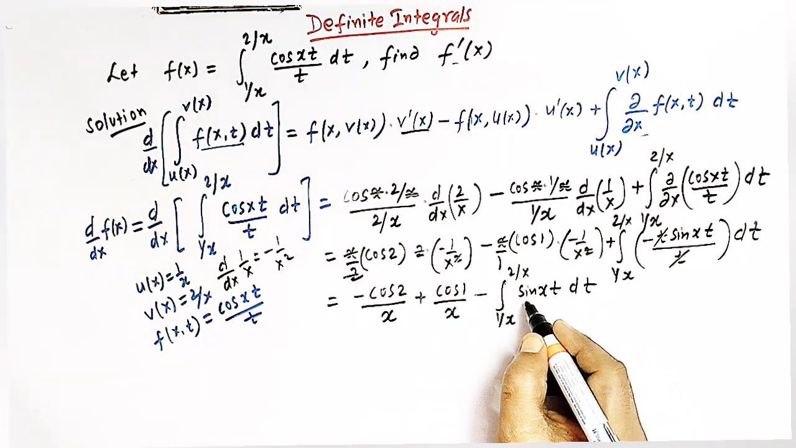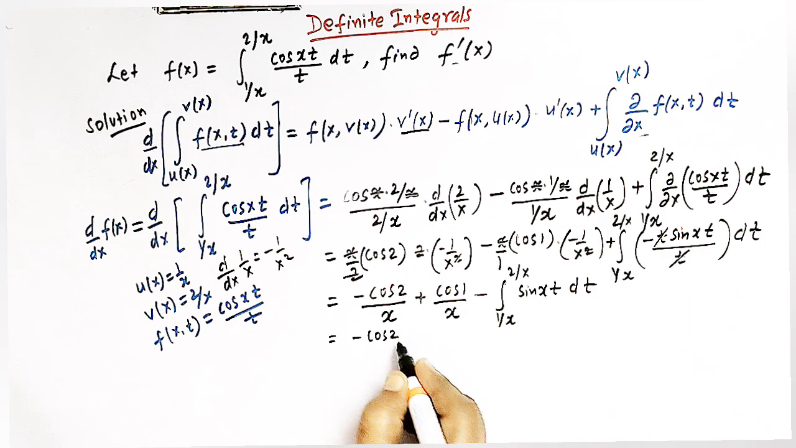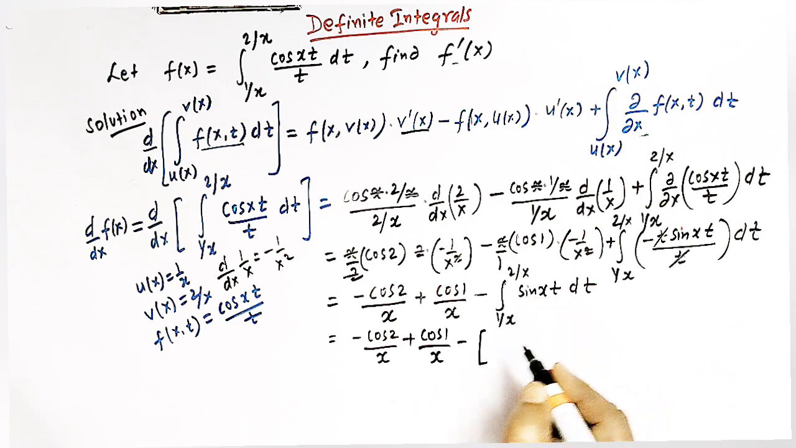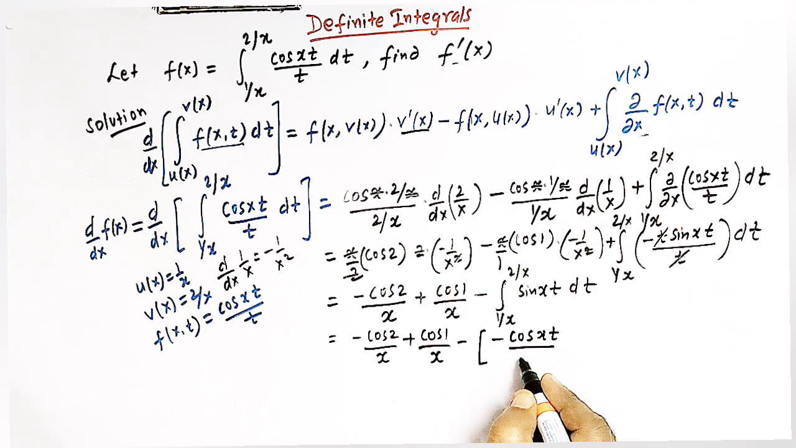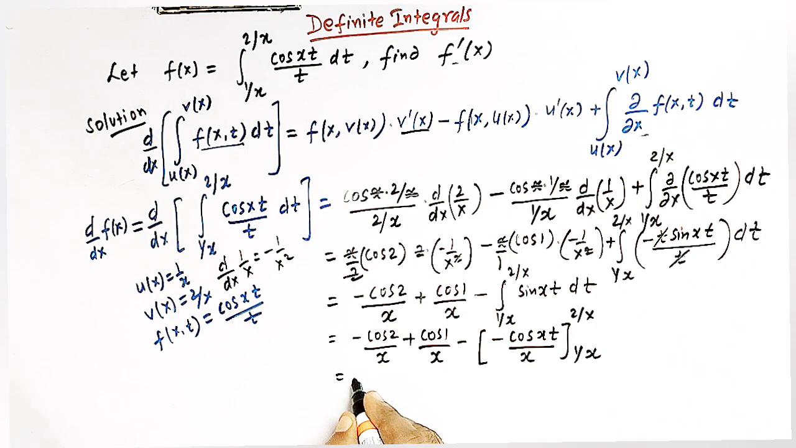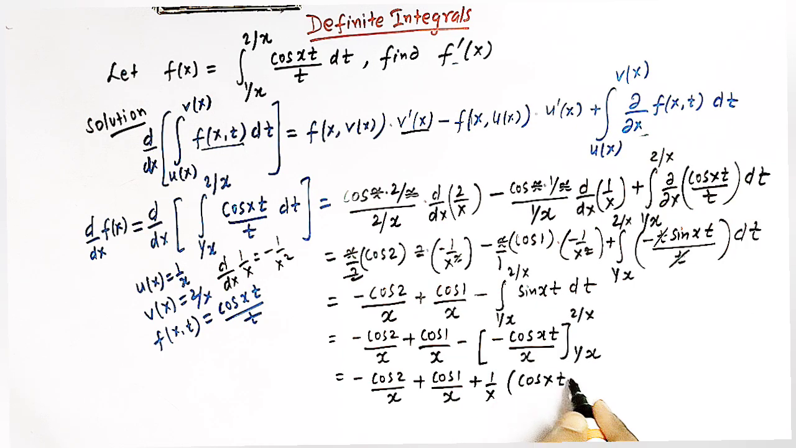So now let us integrate sine xt with respect to t, right? So we have minus cos of 2 over x plus cos of 1 over x minus, now the integral of sine xt with respect to t is given by minus cosine xt divided by x, and the limits of integration are from 1 over x to 2 over x. So now we can write minus cos of 2 over x, and here we have cos of 1 over x. This negative and this negative get cancelled, that is when we multiply these two negatives we get positive, and we have 1 over x, and then we have cos of xt, and limits of integration are from 1 over x to 2 over x.